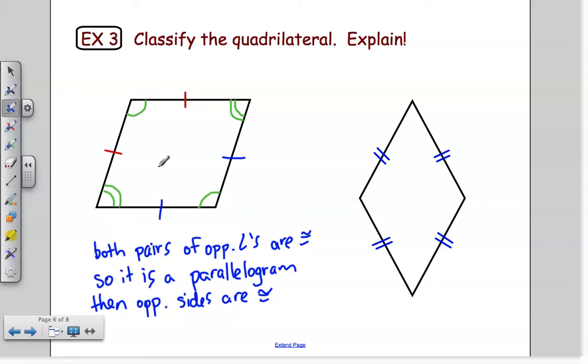Opposite angles are congruent. All the sides are congruent. When all the sides are congruent in a quadrilateral, it is a rhombus, remember. So that would be the best name for this particular quadrilateral. Because of this reasoning, both pairs of opposite angles are congruent, so it had to be a parallelogram. And then if it is a parallelogram, then the opposite sides are congruent. And all the sides that got one tick mark, they're all congruent. It's a rhombus.